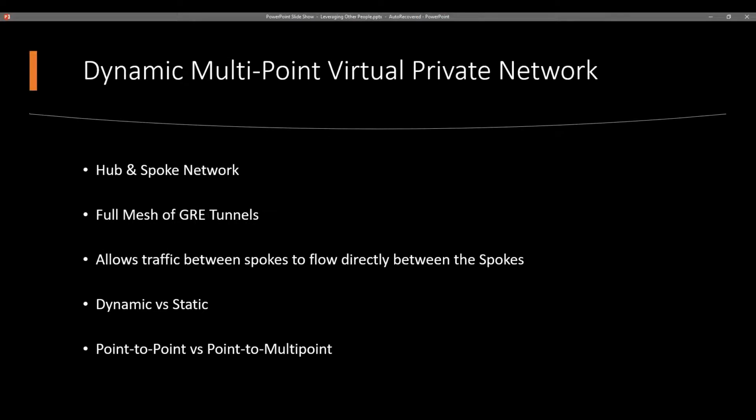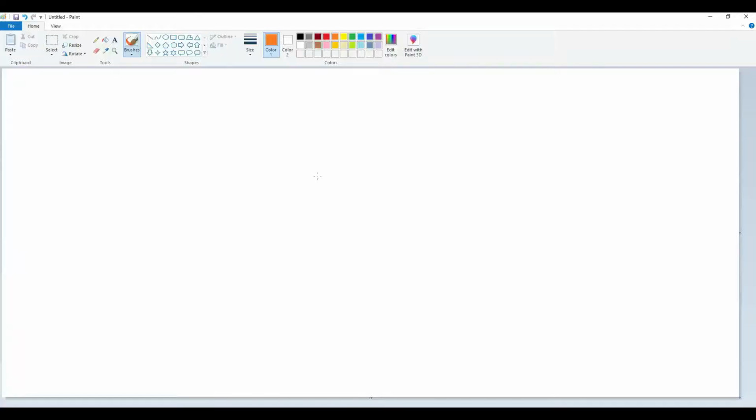DMVPN at its core is a hub and spoke network. But what it does is it allows you to have a full mesh of GRE tunnels between all of the routers in your wide area network. And based on this full mesh of GRE tunnels, it allows traffic between spokes to flow directly between the spokes. So let's just kind of draw this out so you can understand exactly what I just said.